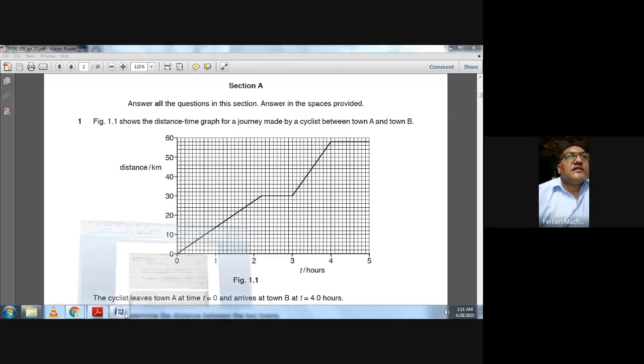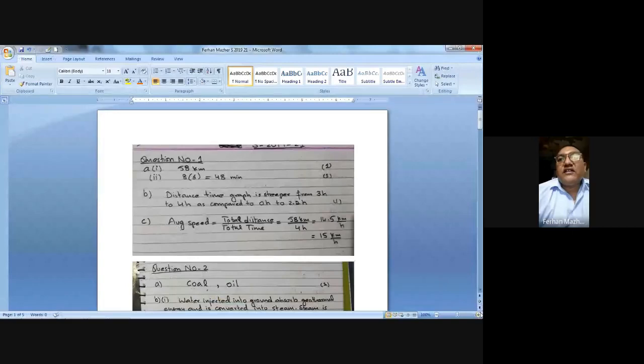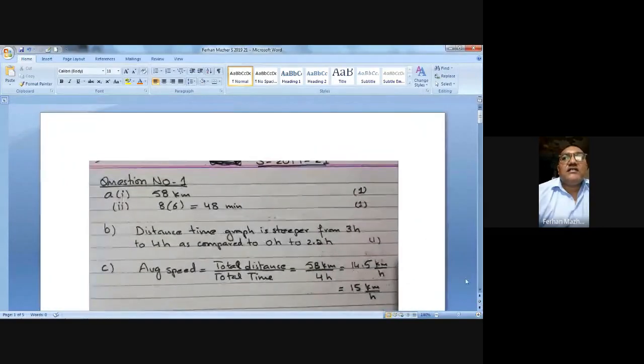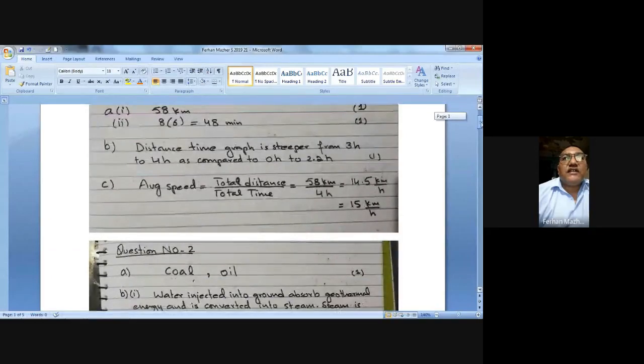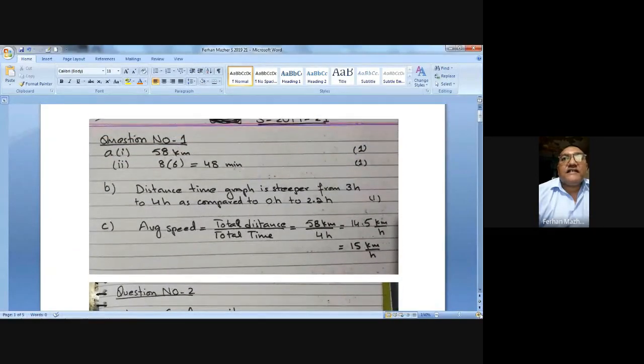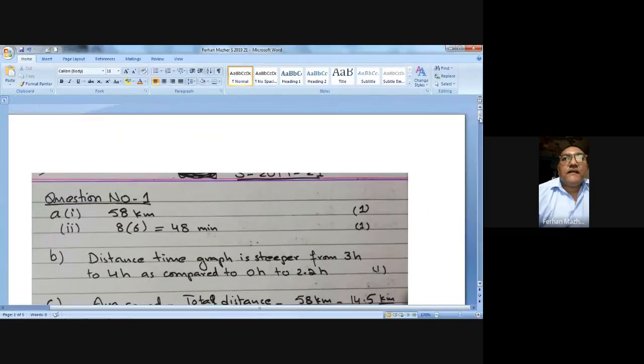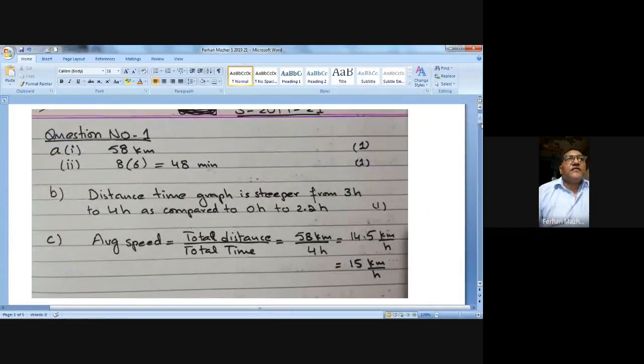You can see question number 1 on your screen. Can you see it clearly? Let me increase its size. Yeah, I hope it's clear now. Average speed is total distance divided by total time. Total distance is 58 kilometers divided by total time of 4 hours, so the answer is 14.5 kilometers per hour, which is approximately 15 kilometers per hour. So this is how we solve question number 1. I hope it's clear to you. Let's move to the next question.